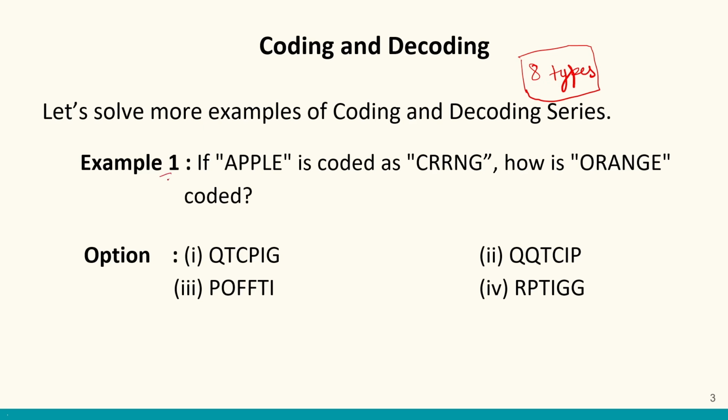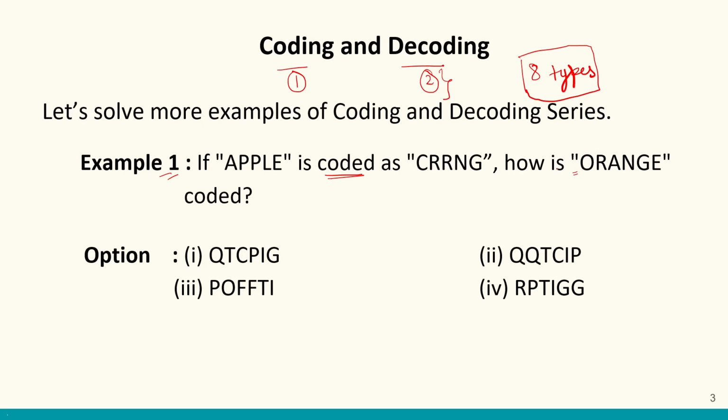And this is your example number 1. If apple is coded as CRRNG, then how is orange coded in this particular pattern? So I told you for coding and decoding, we have two steps that we have to follow. First is coding and second is decoding. So coding is already done for us in this example. We are already given a code. Now we have to do the second step. That is, we have to identify the pattern and then code this word in a similar manner.